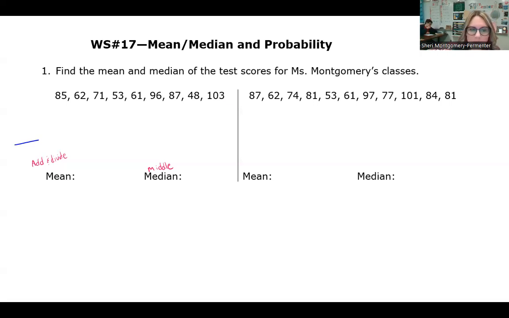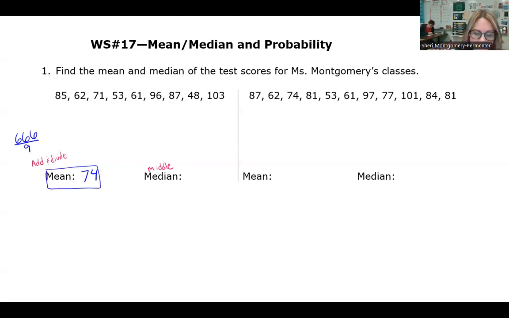So if you add them all up, you should get 666, not on purpose. That's just what you get. How many things are in the list? Yep, so we will divide by 9. So we've got 666 divided by 9. What do we get? Does that seem reasonable to have an average, taking a look at these test scores, to be 74? Yeah, I would say so. So there's our mean.